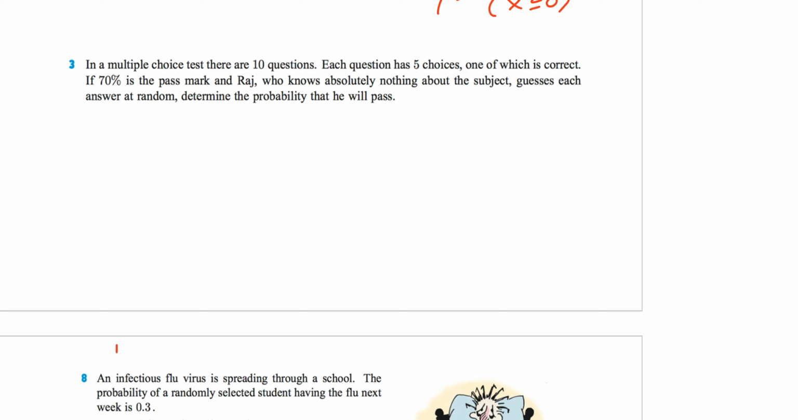So a couple things here to try and mess with you. So first, there are 10 questions. So okay, that is my n, 10 questions. Each question has 5 choices. That's not my r. One of which is correct. That's actually your probability, right? You're guessing, randomly guessing. You have no idea. You have 1 correct, so you have a 1 in 5 chance of getting it correct. Your p could be a fraction. That's all good.